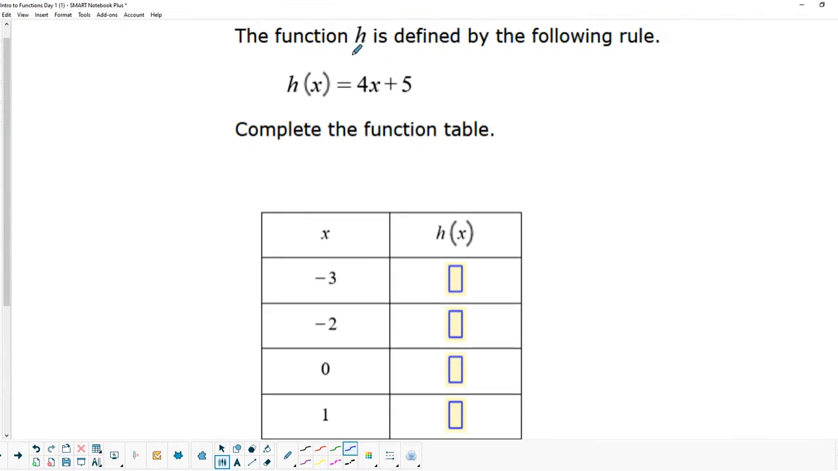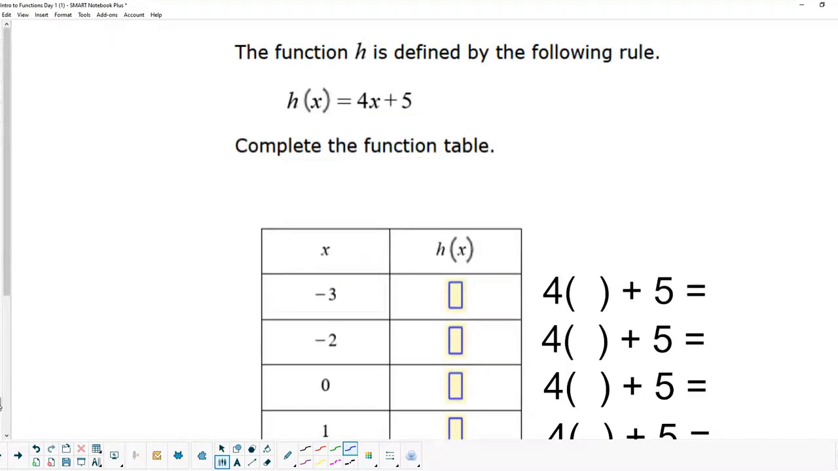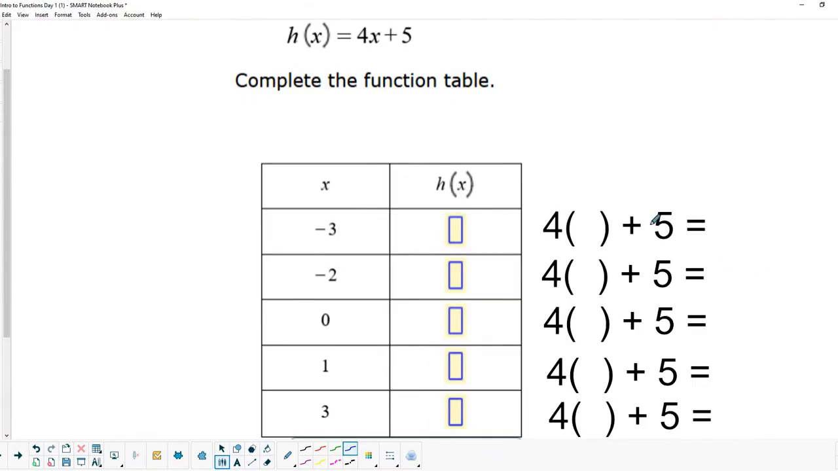Okay, sometimes a function is defined in this way. Instead of putting y there, we've got some function h that consists of this equation, 4x plus 5. So if we want to find out what the outputs are for these inputs, basically we just set it up with this information up here, and we put the numbers in. So -3, -2, 0, 1, and 3. So we put the inputs in for x, and then we determine the outputs.